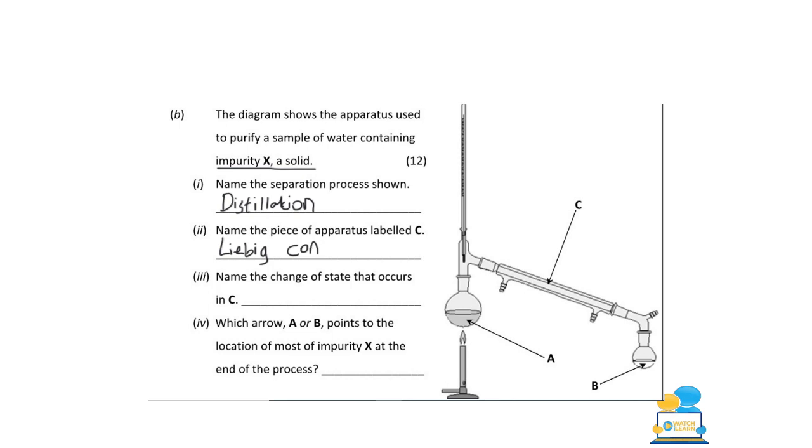And if we look at what the name of that actual apparatus is, if it's involved in condensing, we're looking at the change of state being from a gas back into a liquid. So a gas to liquid. Or you could talk about steam back into water.